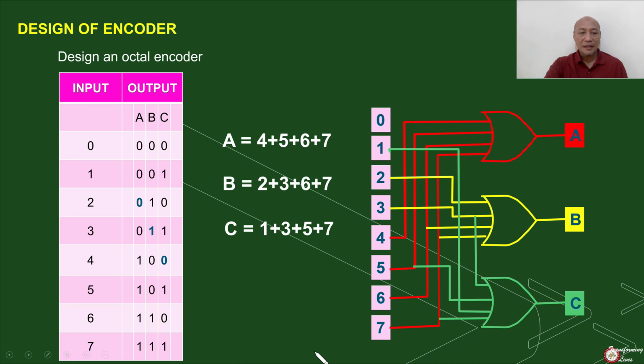Let's have another. How about 7? 7, that is 1. 7 can be seen in C, can be seen also in B, and in A. So therefore, our output will be equal to 1. We were able now to convert our octal information into binary form.